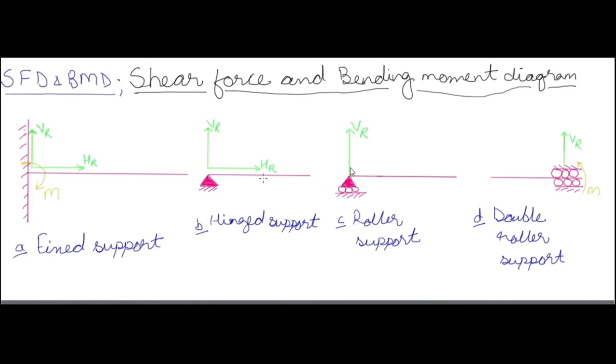Now the fourth one is double roller support. Double roller support will have the bending moment reaction and vertical reaction, and not the horizontal reaction, because it can move in the horizontal direction. So these are the four kinds of support that we will study.